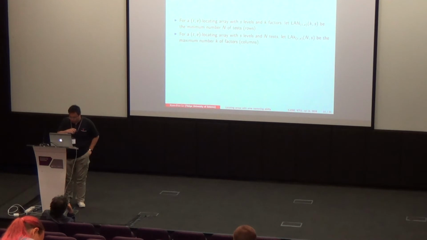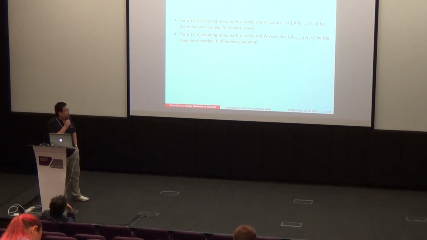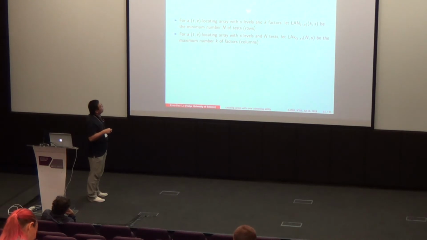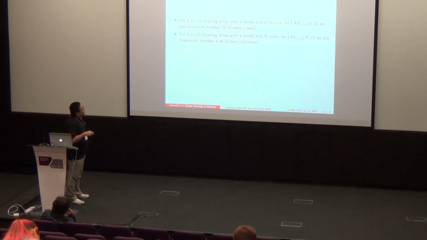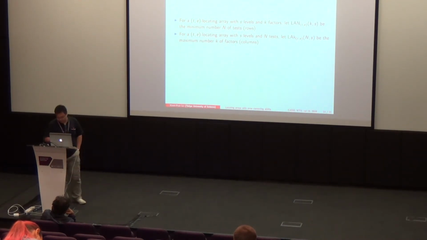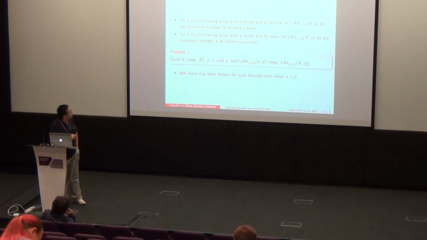So the main problem is, for fixed t and some E, with s levels, that is the number of symbols, and k factors, how can we find the minimum number of tests? Or conversely, if we are given the number of tests, how do we find the maximum number of factors in this table, in this array? So we use these two symbols to represent the bounds.